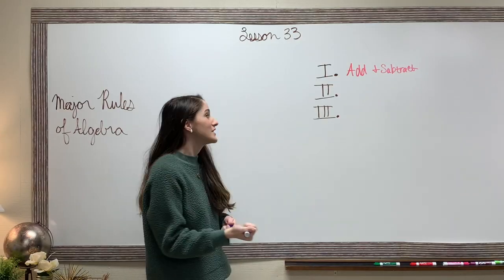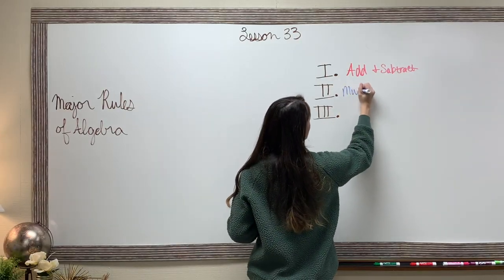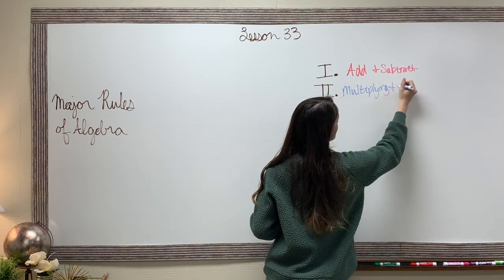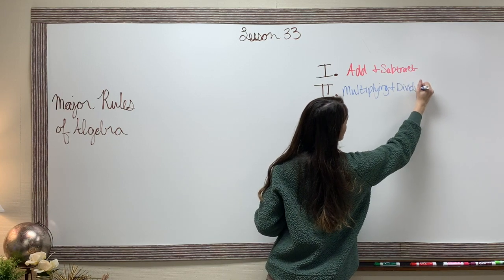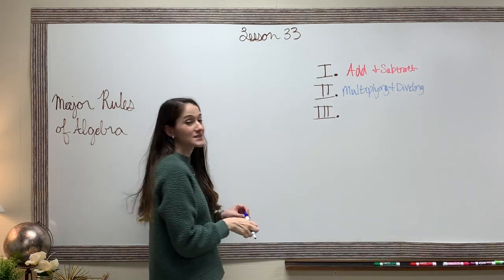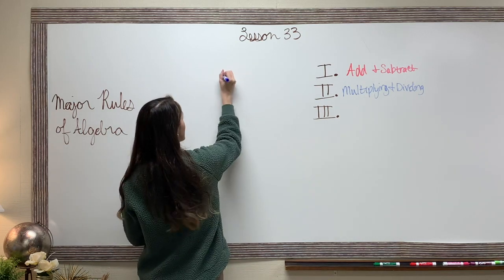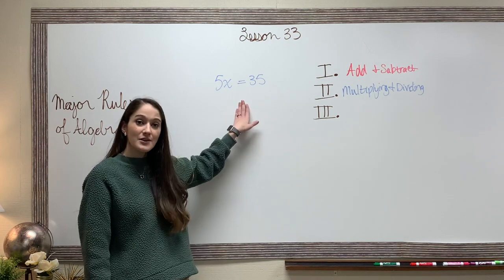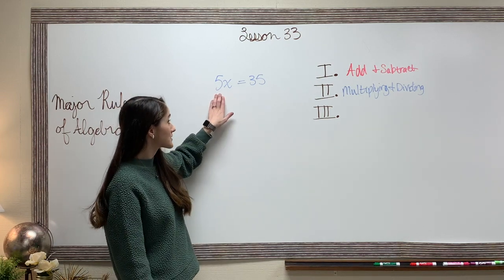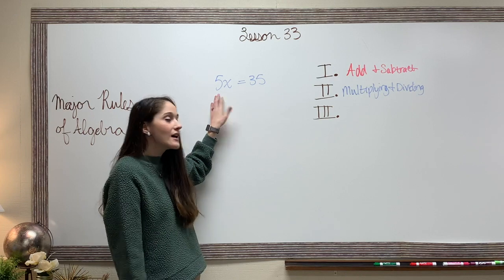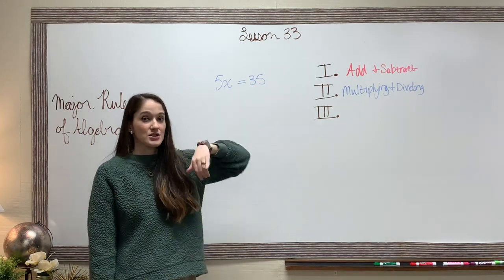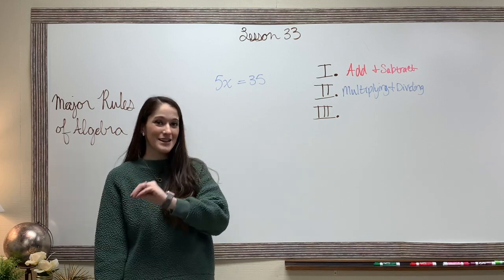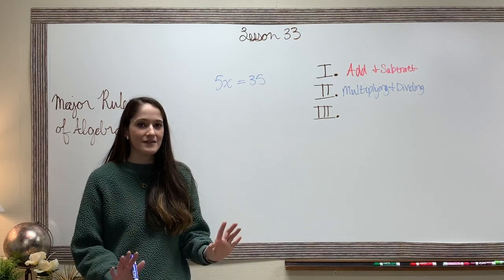Okay, our second rule is dealing with multiplying and dividing. And what this rule is saying, again, if I have an equal sign, let's say we have 5x equals 35. As long as I have an equal sign, whatever I multiply or divide to one side, I can do that as long as I do it to the other side of my equation as well. Whatever I do to one side, I have to do to the other. I have to keep it balanced.